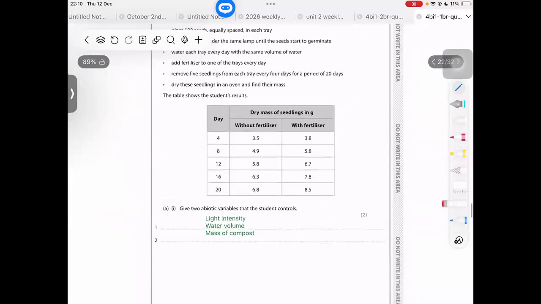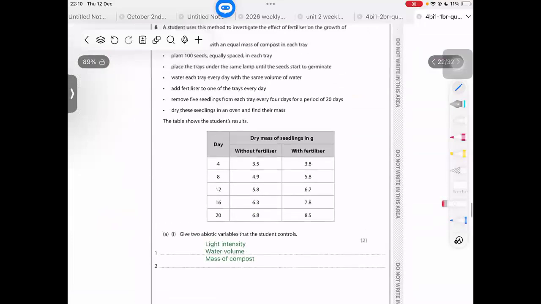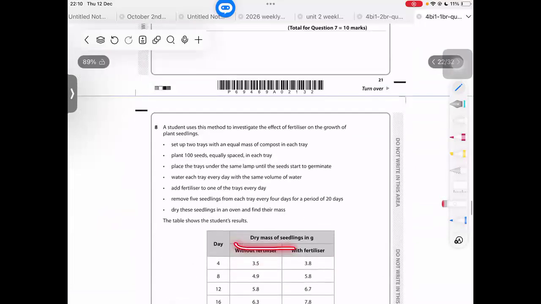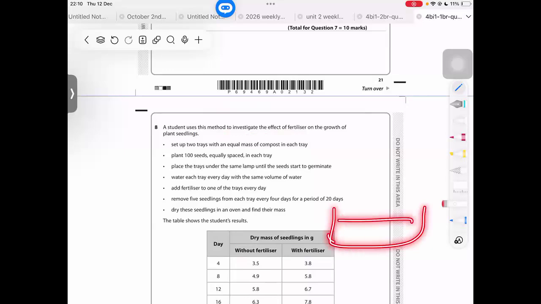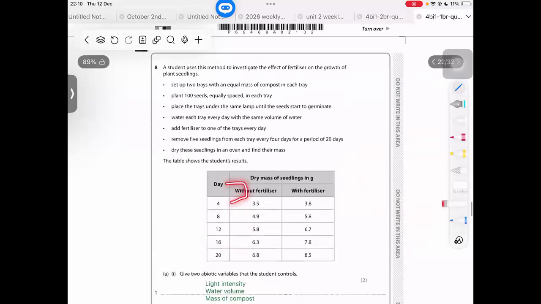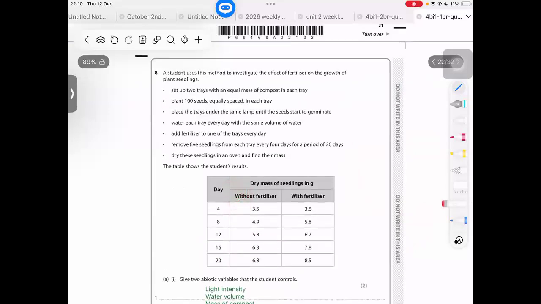Now the 8th question. Right. Since they're asking for 2 abiotic variables that the student controls, that means here the student uses a method to investigate the effect of fertilizer on the growth of plant seedlings. So here they have given how the student is doing it, and they are asking us to mention 2 abiotic variables that the student controls.